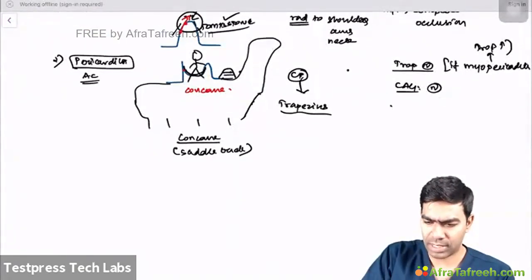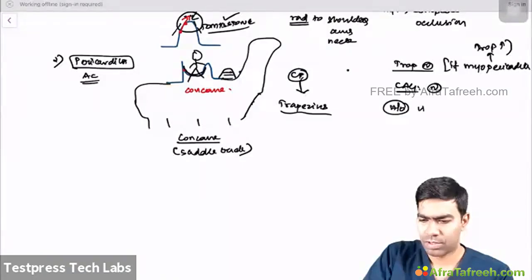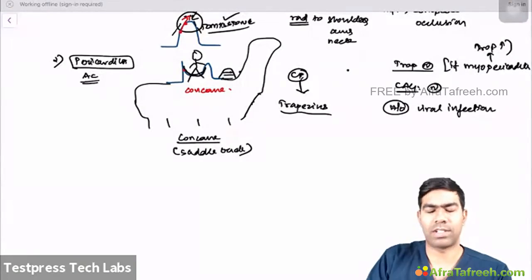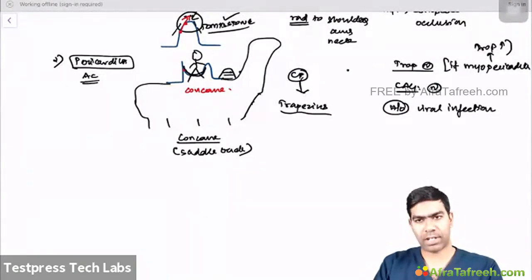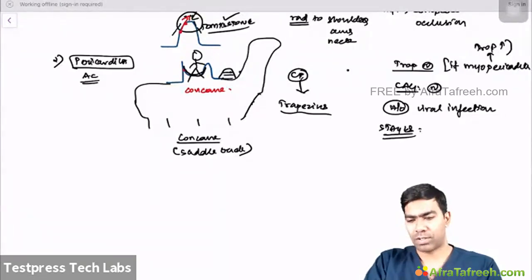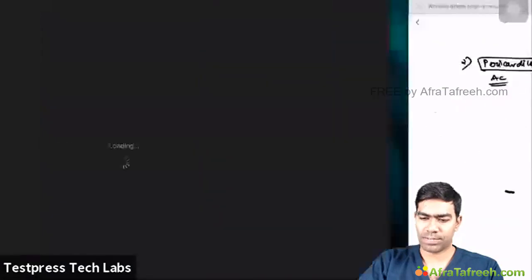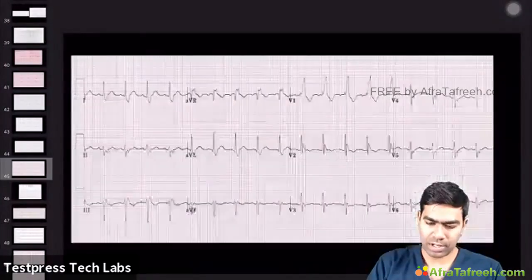And most of the times in exam, you'll have a history of viral infection in the past, like maybe 1 or 2 weeks ago, like an upper respiratory tract infection. And you do have stages of progression with regards to pericarditis also. What are the stages of progression? We can see this image and we can understand.